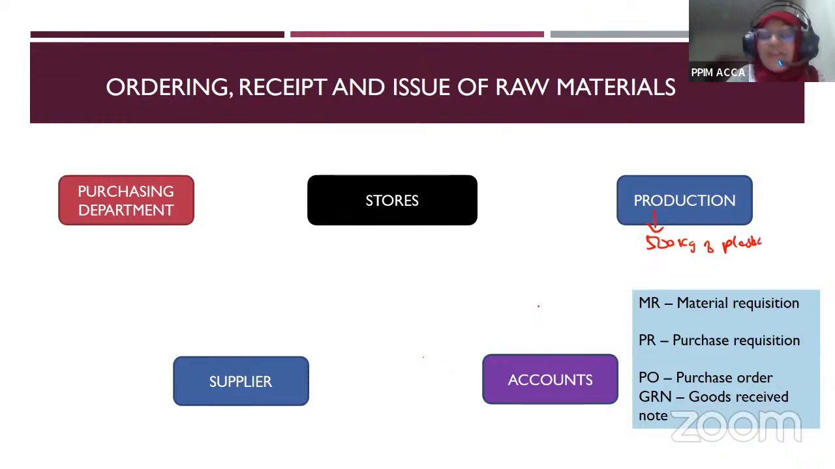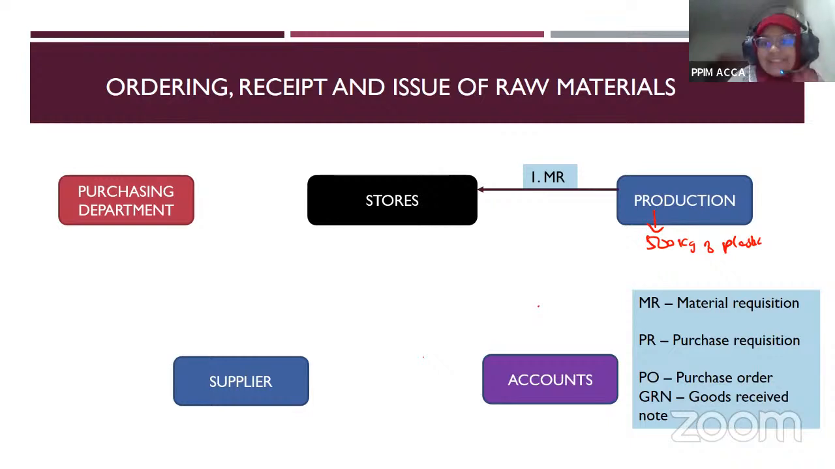Now, if they don't have the 500 kilos of plastic, what they will do is they will raise a document called a material requisition, and they send that to the stores. And what will this material requisition say? It will say, we need 500 kilos of plastic by this day because we have this order to fulfill.